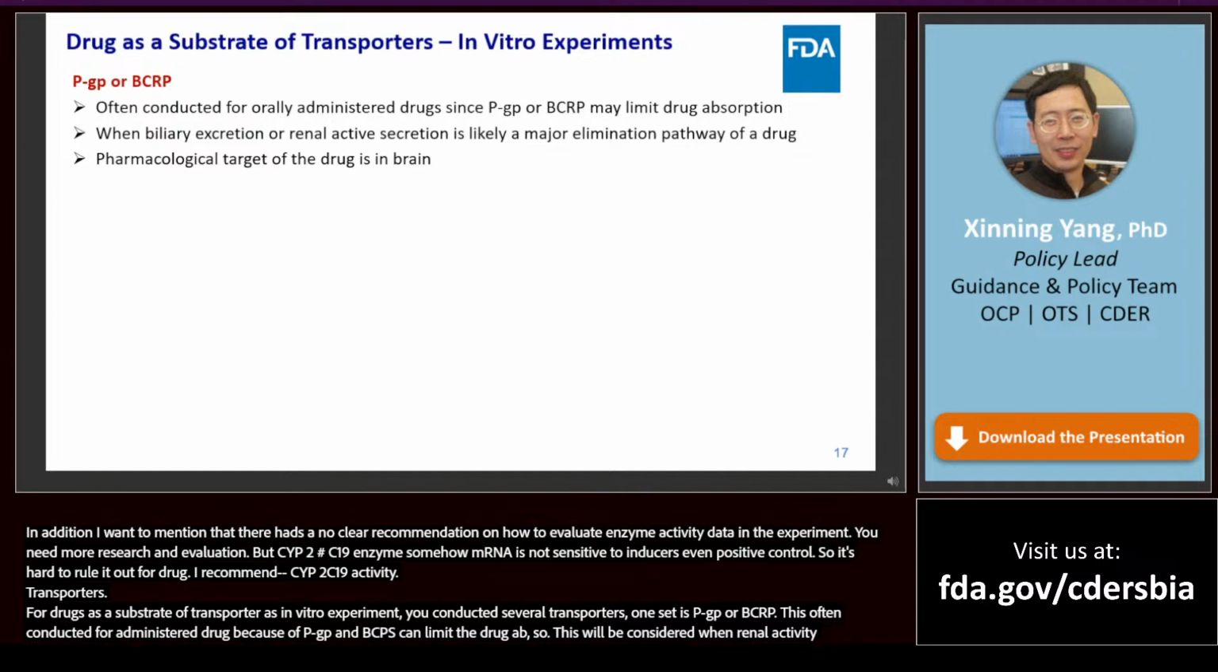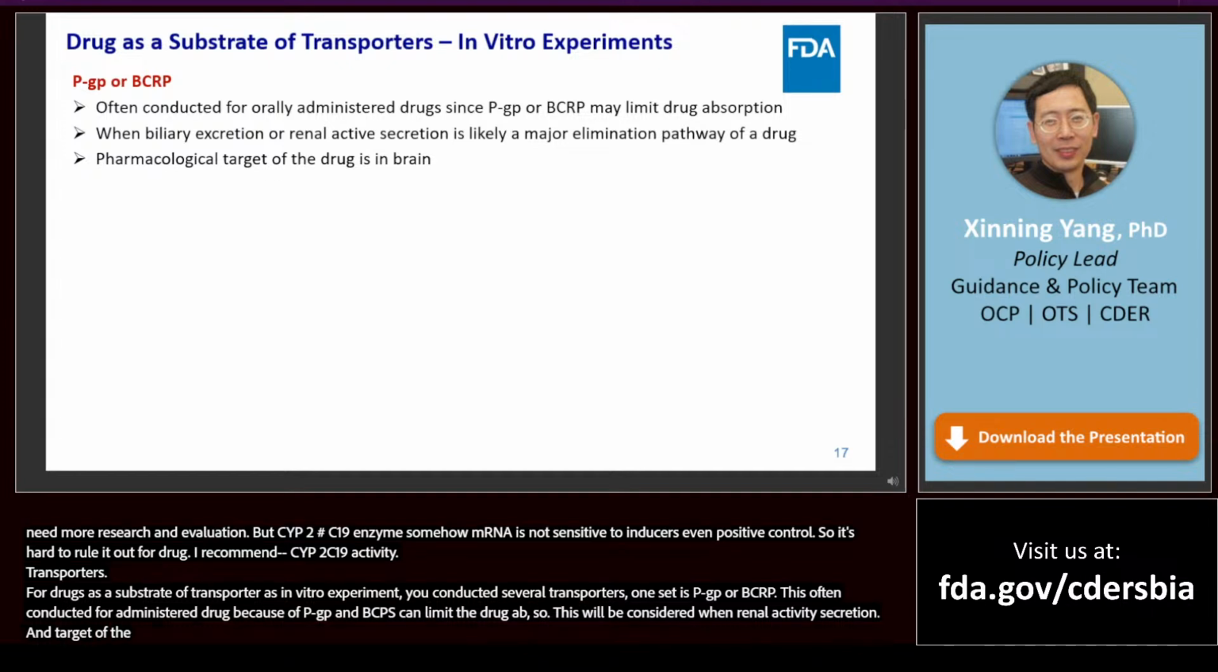And when the pharmacology target of a drug is in the brain, such an experiment is also informative because P-gp or BCRP present on the blood-brain barrier can limit brain tissue penetration.